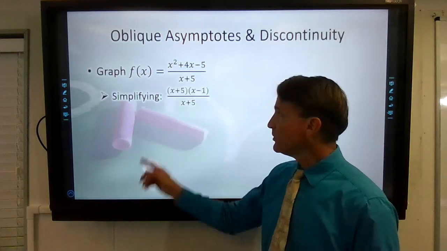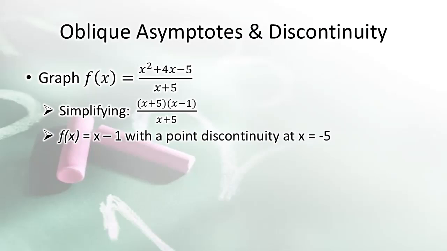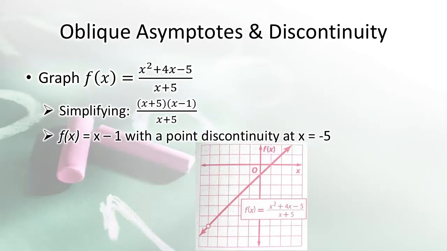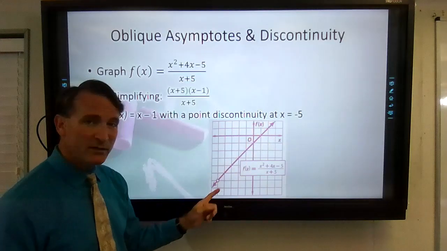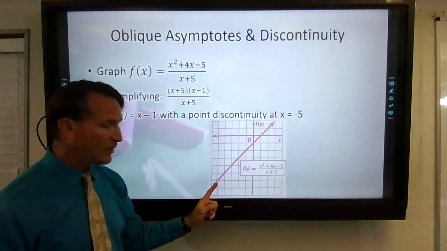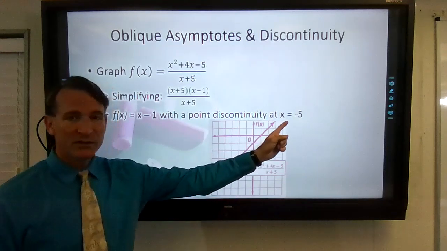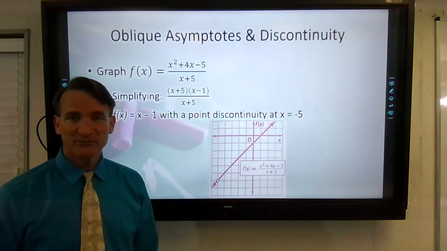My graph is going to be equal to that of y is equal to x minus 1 with that one discontinuous point. So graphing it gives me a graph that looks something like this, where I do have my x minus 1 as my line, but if you'll notice right down here, we have a point of discontinuity when x is equal to negative 5.